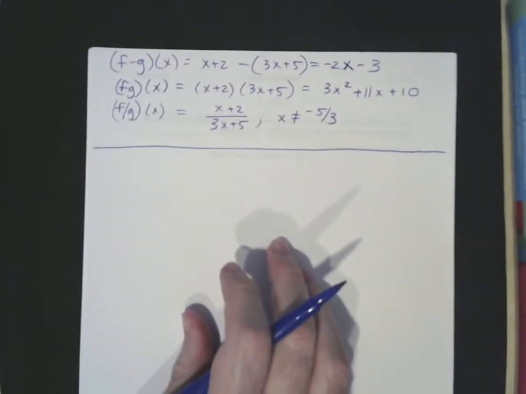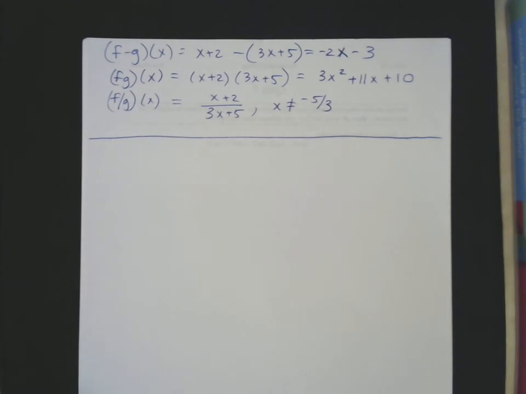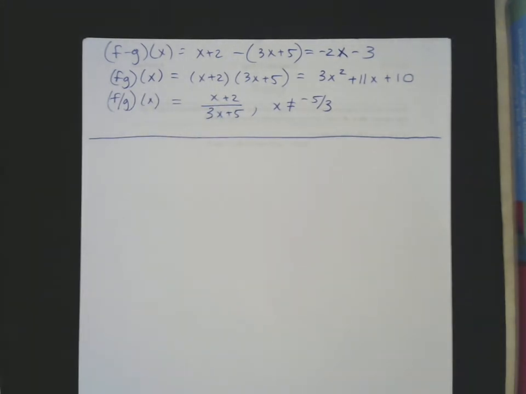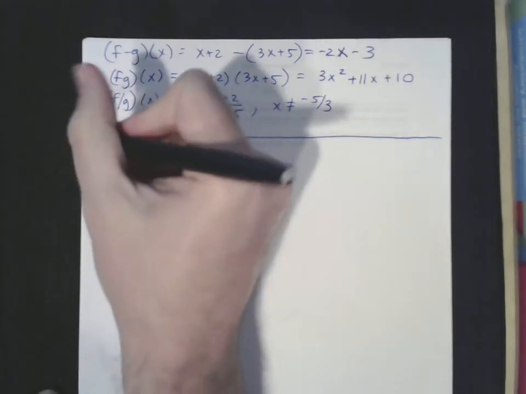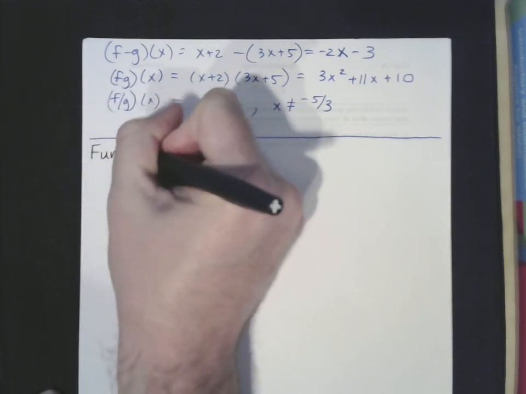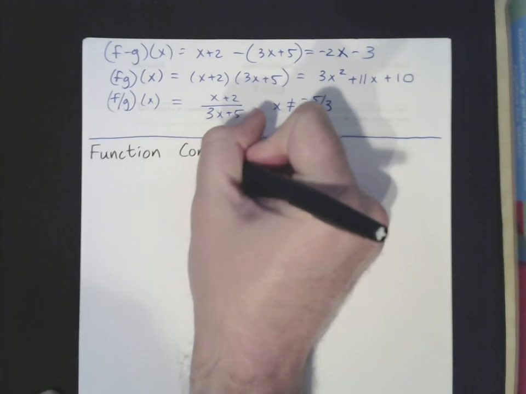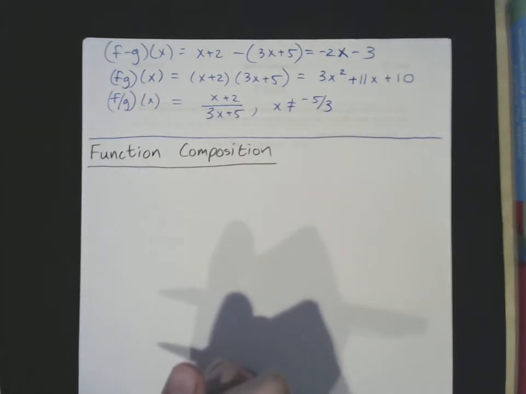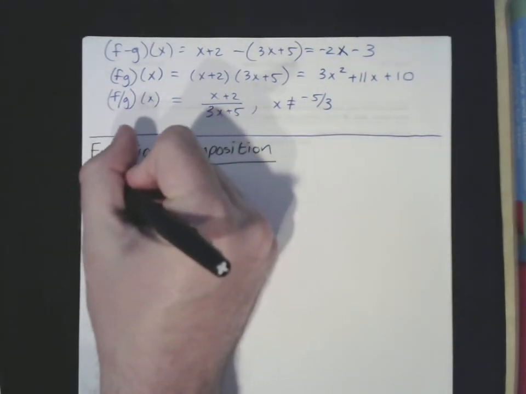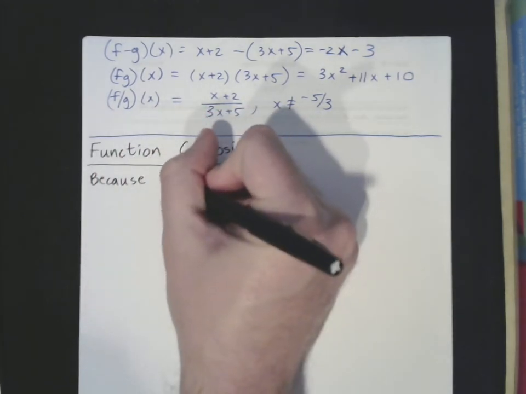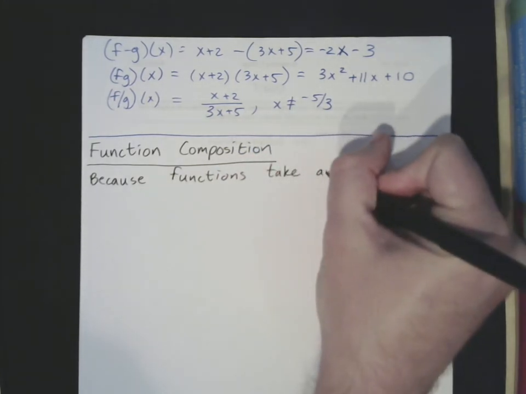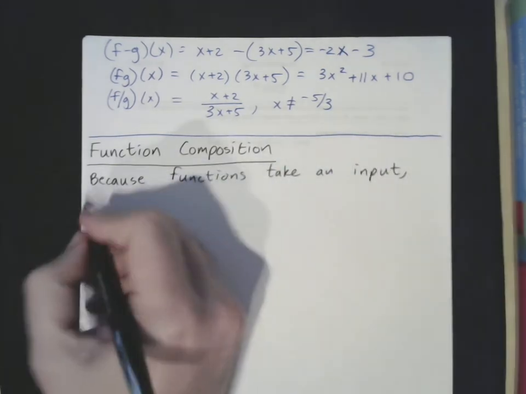So I said this kind of quickly at the beginning. Function composition is an extra operation. So we have addition, subtraction, multiplication, division. Functions, because of the way that they're set up, because they take an input, they get a fifth operation, and it's called composition. So this is function composition. And this only exists because functions take an input. We can compose.